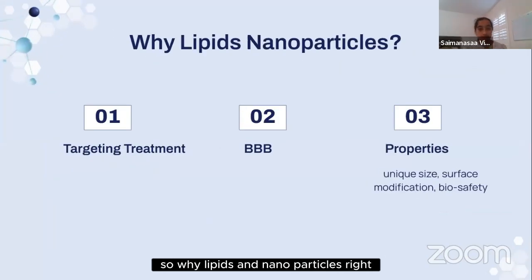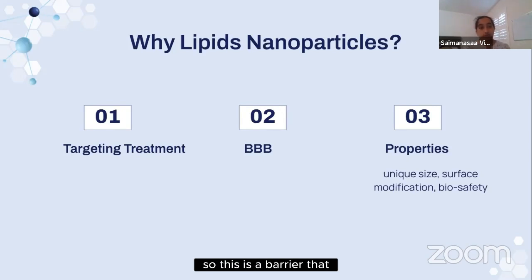So why lipid nanoparticles? Right? Lipid nanoparticles offer targeted treatment, unlike chemotherapy. They're able to effectively differentiate which one is a cancer cell and which one is a healthy cell, so they're able to target only the cancer cell. Also, they're able to effectively go past the blood-brain barrier, which is an important barrier inside the brain.